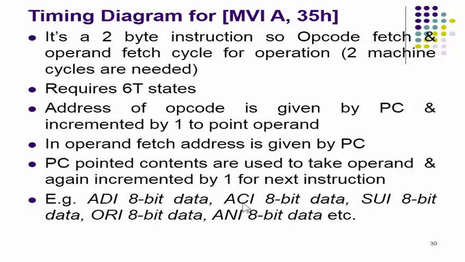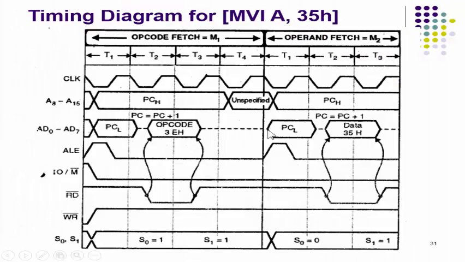So these are a few examples of 2 byte instructions, that is ADI 8-bit, add immediate with 8-bit immediate data, ACI, add with carry 8-bit immediate data, SUI, subtract immediate 8-bit data, ORI, OR immediate, ANI, AND immediate. So these are a few examples of 2 byte instructions. So this is the timing diagram for the MVI A, 35X.